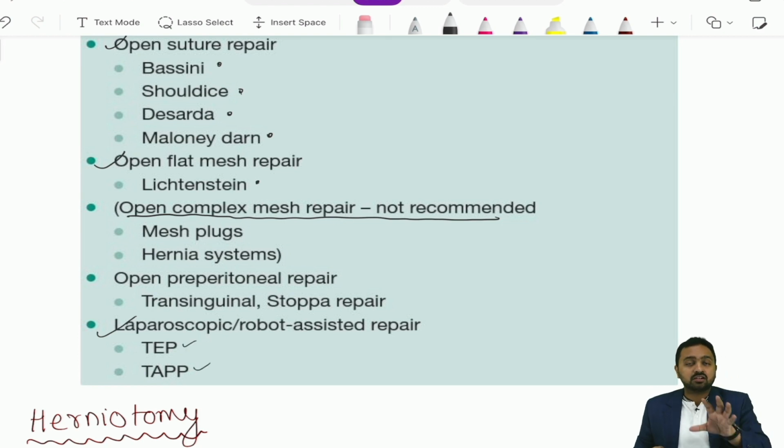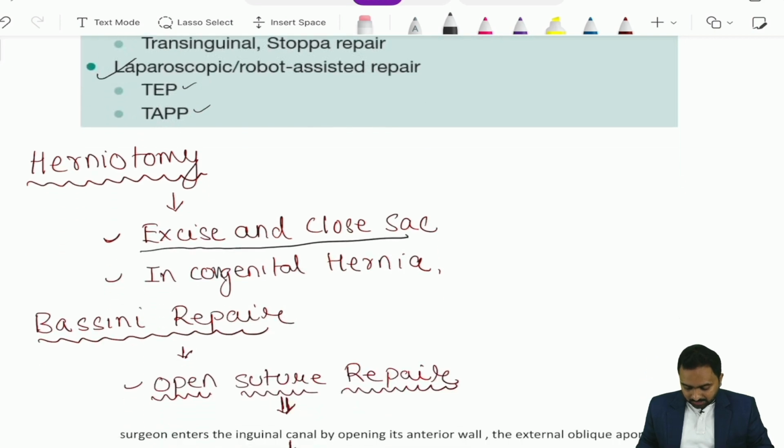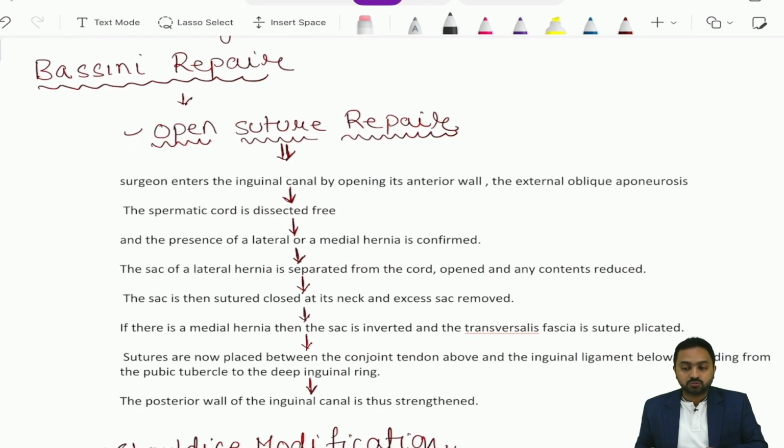So, let us discuss the surgical procedures in short. So, first we have your herniotomy. So, what happens in your herniotomy? So, in this we excise and close the sac. It is usually done in your congenital hernia. Then you have your Bassini repair. So, Bassini repair is your open suture repair.